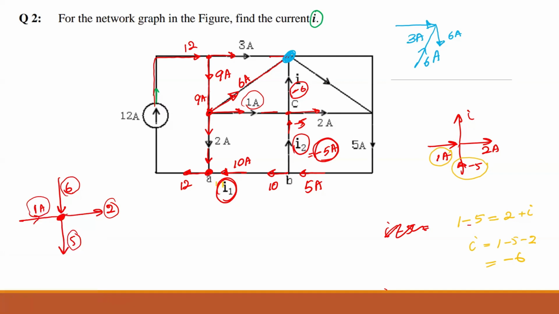But they're asking us to find this one. We found that, which is 10. They ask us to find this, which is -6, and they ask us to find this one, and we found that. Are we good? Yep. Okay.